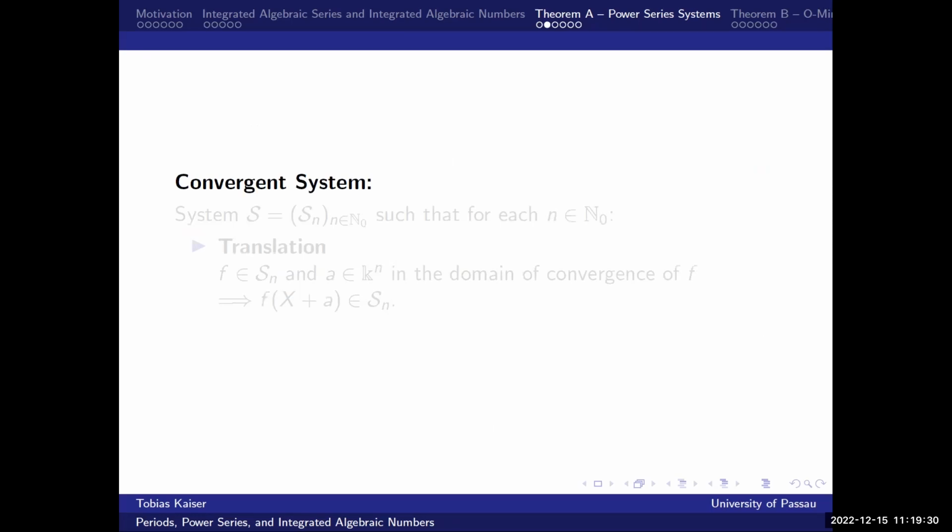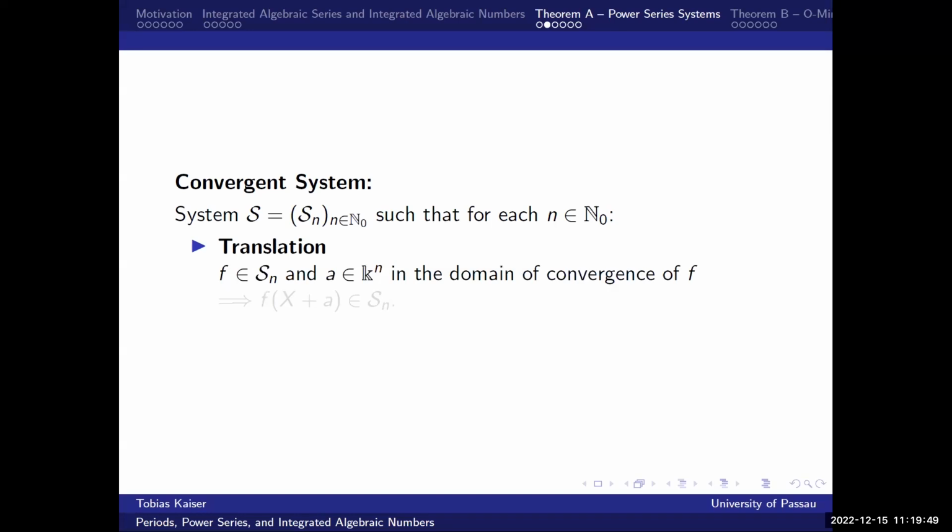And what is a convergent system? Well, I'm working in a setting not of formal power series, but of convergent power series. And so we have here the property of translation. If I have a function in my system and a point in the domain of convergence, which has coordinates in my coefficient field, then I can develop my power series around this point.